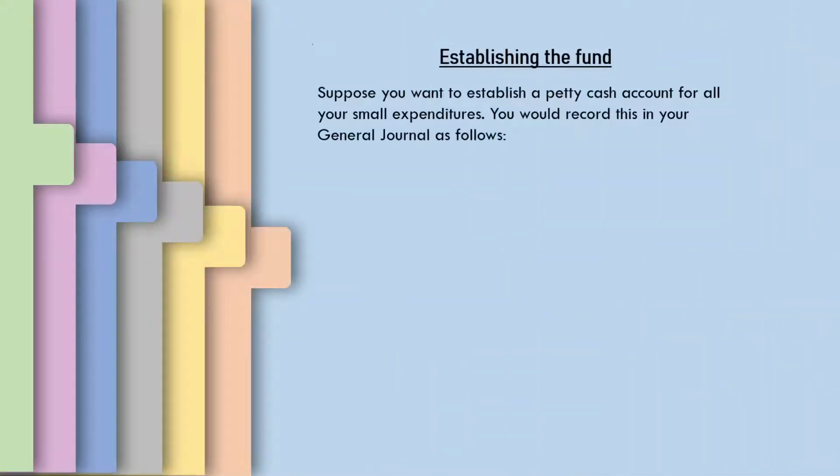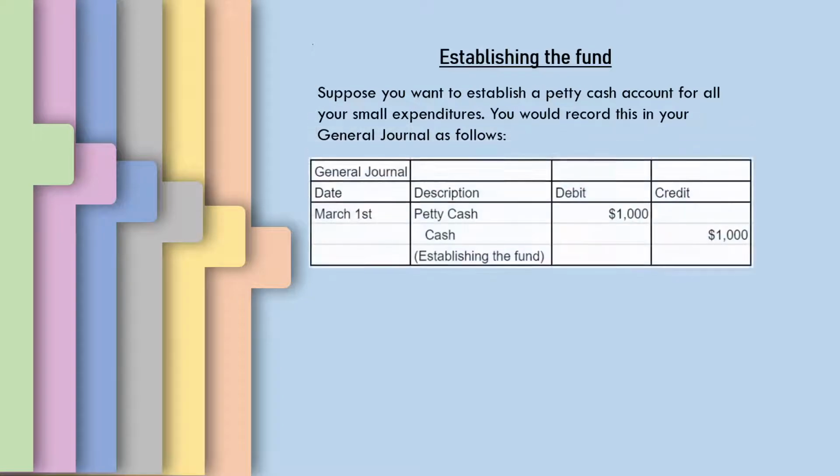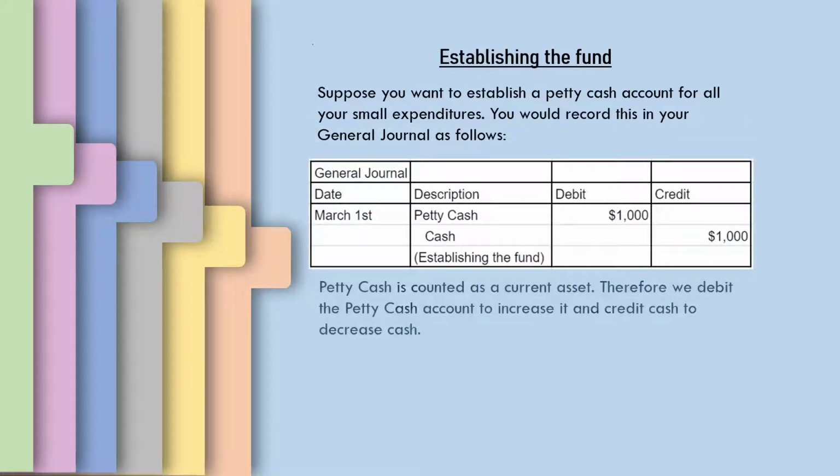Suppose you want to establish a petty cash account for all your small item expenditures in your business. You will do as follows. You will debit petty cash to increase it, and credit cash to decrease the cash account by the amount you increase the petty cash account by.